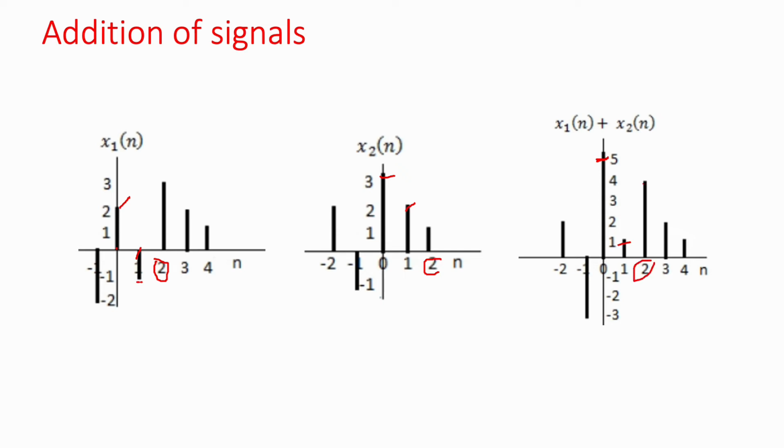Is it clear? The next part, at 3. At 3, the amplitude is 2. Here there is no value at 3, so you assume it as 0. So you add 2 plus 0, and you will get the amplitude 2 at 3. Now you come to 4. The amplitude is 1. Here there is no value at 4, so 1 plus 0, you will get 1. Similarly, we have to do the negative cycle also.